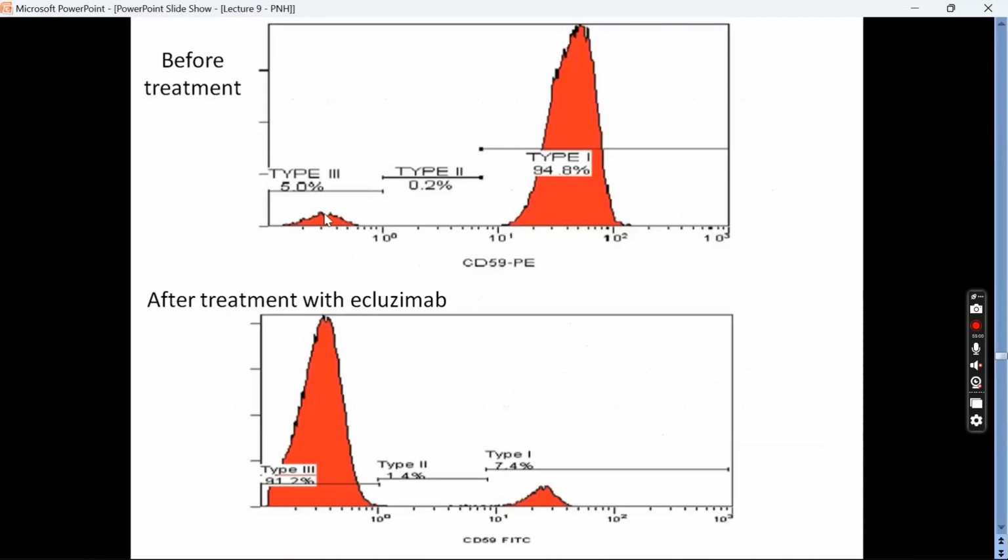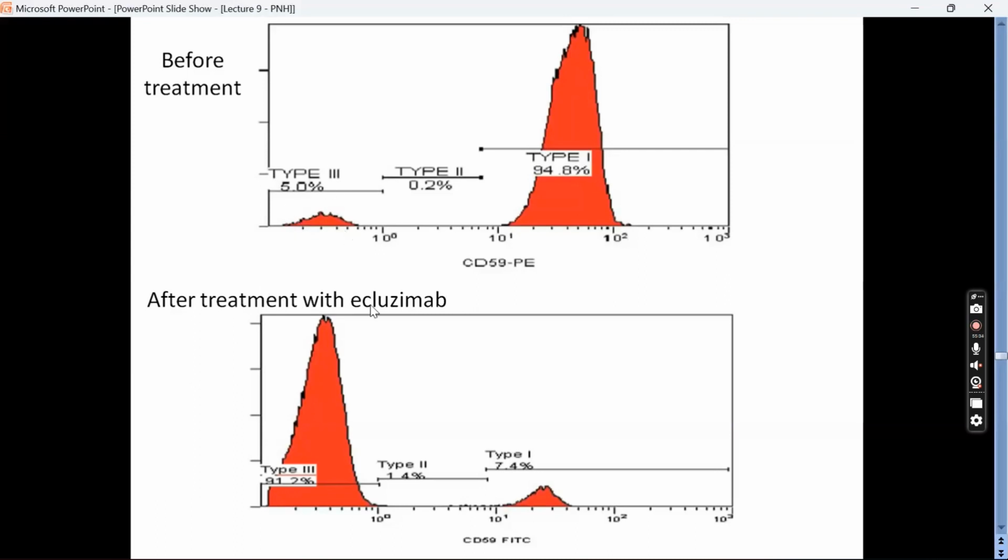Okay, so here you find type 3 is 5%, type 2 is 0.2% and type 1 is 94.8%. Okay, this is before treatment. Though the type 3 population appears relatively small, it is false, because before treatment the patient will have hemolysis and all the type 3 cells will tend to die in 5 or 7 days. So you will not find a big population here.